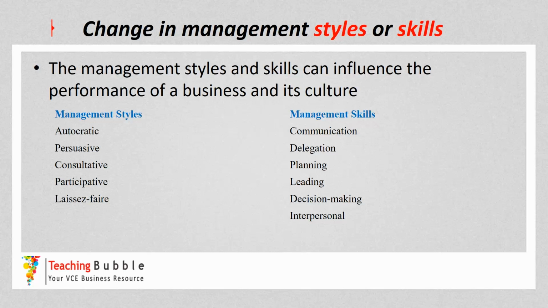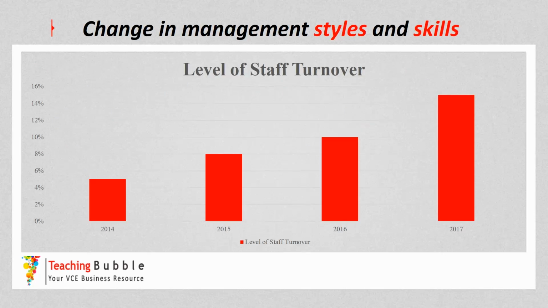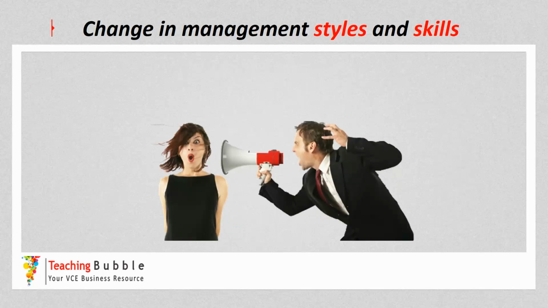Now let's give an example here on how this could possibly impact different KPIs. It could be that the level of staff turnover has been increasing over a number of years, and maybe the business, during exit interviews, finds that many employees are actually leaving because of the type of management style. It's an autocratic management style, and the employees feel that they're not really getting a say in decision making, and so they're deciding to leave. They're not happy, and the business may then decide, well, we need to change the management styles and skills that we use to try and make our employees happier so we can reduce our staff turnover.